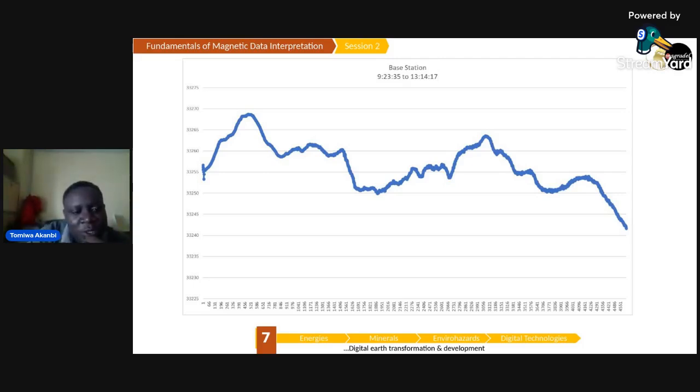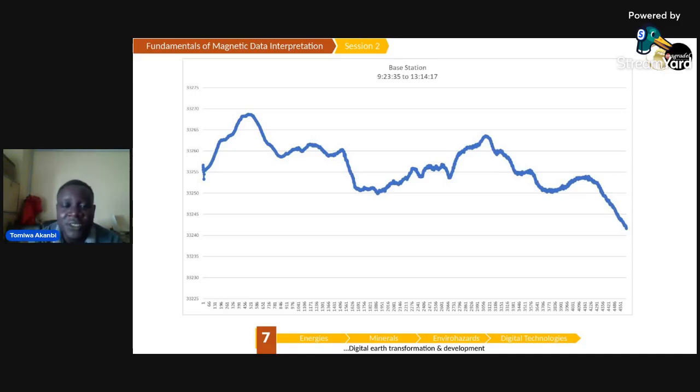But if you look towards the beginning of the diurnal plot of the base station, you see there's a place where you have a sharp inflection. The time frame for that is almost similar to the time frame where you have this linear variation from top to bottom. So basically, you cannot really say that at a particular time I'm going to have this linear variation, and at a particular time I'm going to have this inflection.